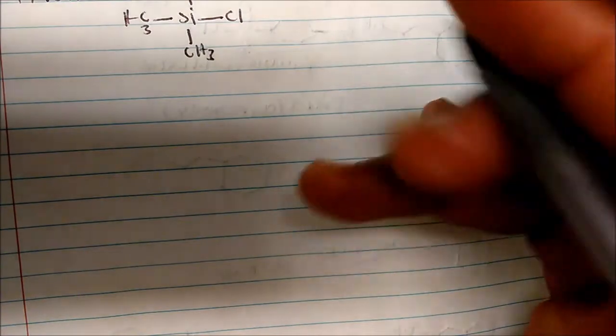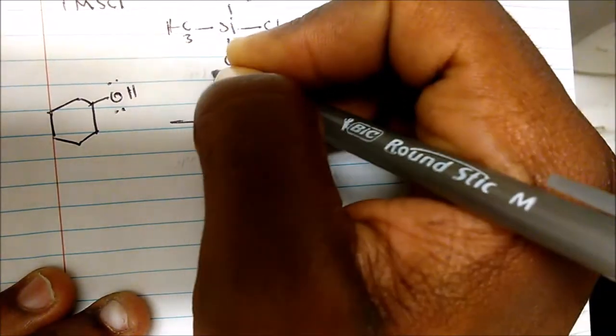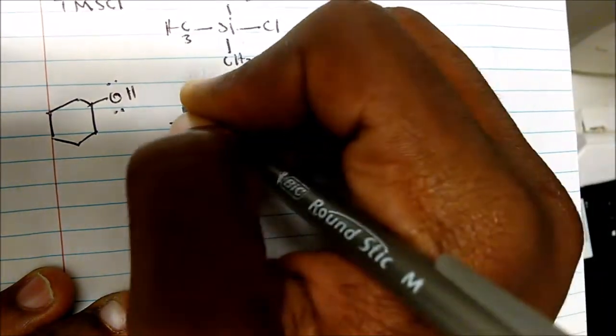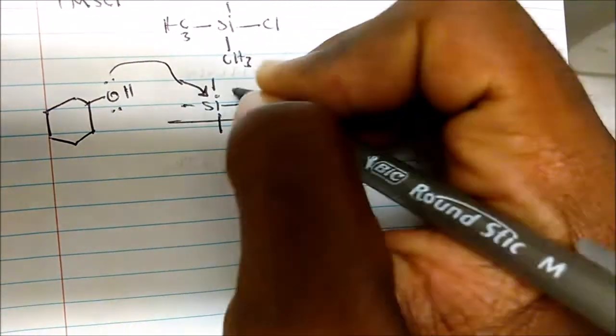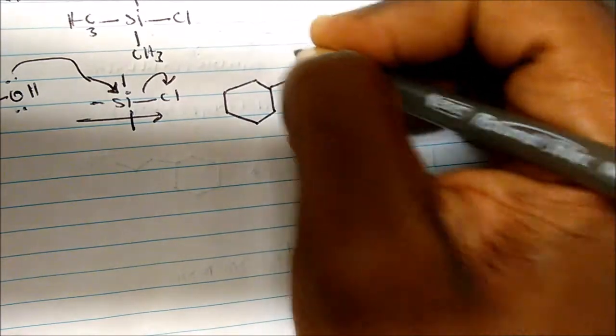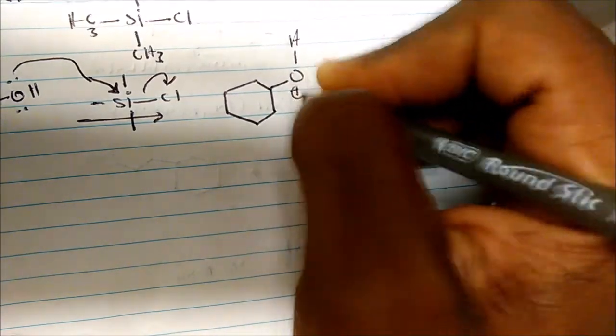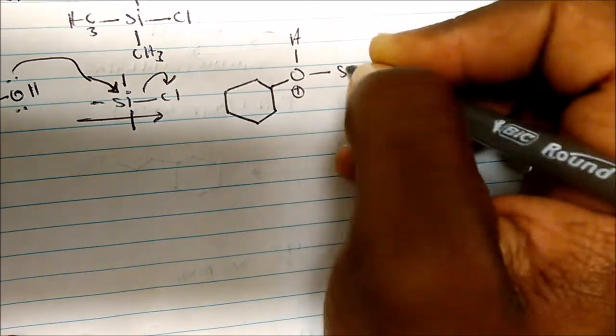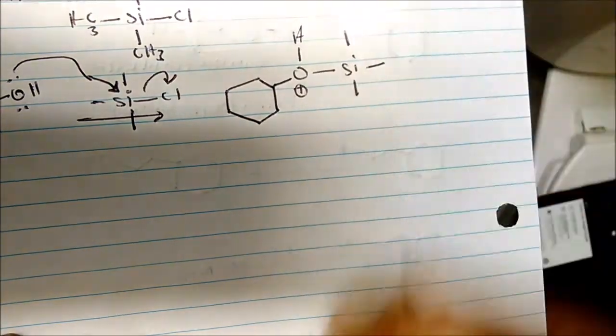And then to show you a brief mechanism of what happens, I have my cyclohexanol here, my oxygen with a lone pair, silicon in the middle, chlorine, my CH3s around. My oxygen acts as a nucleophile to attack the silicon atom and kicks off my chlorine. And this is what I get. I get an O that has a positive charge now because of 3 bonds and 1 lone pair, and it's now bonded to this whole molecule here.